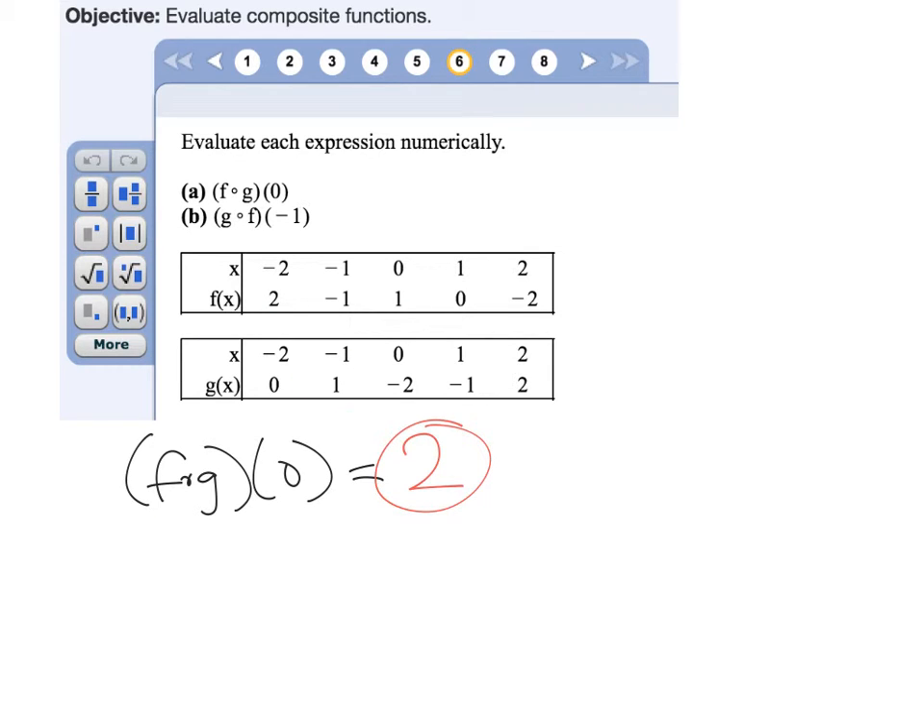So let's take the next one, which is g of f of negative 1. All right, so what does that mean?